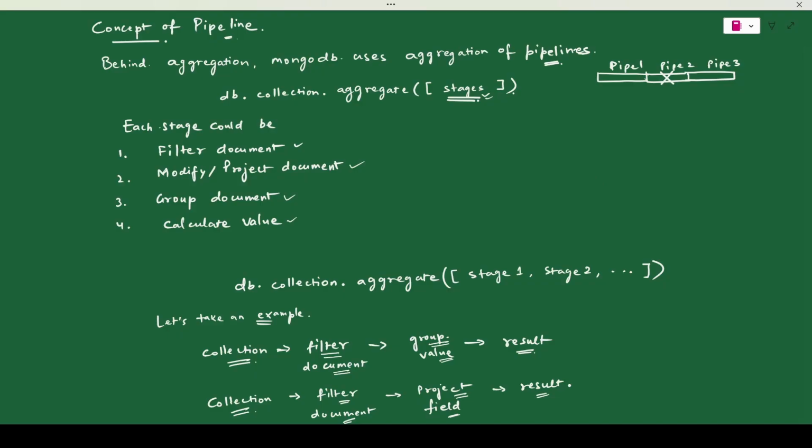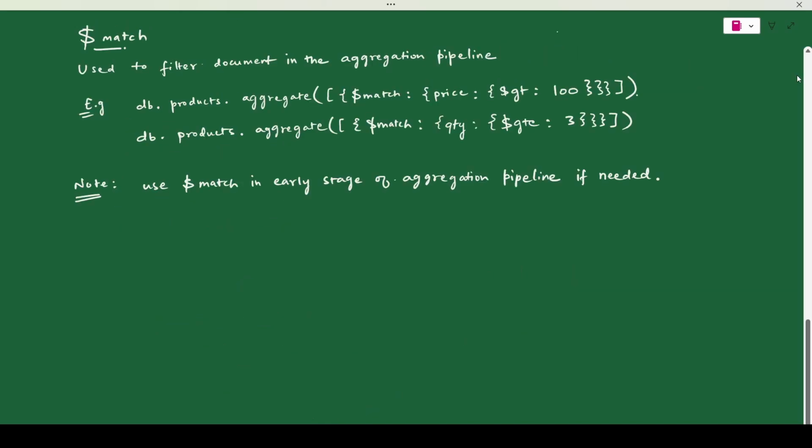Let us understand some of the operators available in aggregation. In this video, we are going to understand only two operators, match and project. Now let us understand the match operator in detail. It is used to filter the documents in the aggregation pipeline. Whenever we create our pipeline for aggregation, the match operator ensures that your data will be filtered according to the conditions which you have specified. Let us see some examples to understand this match operator.